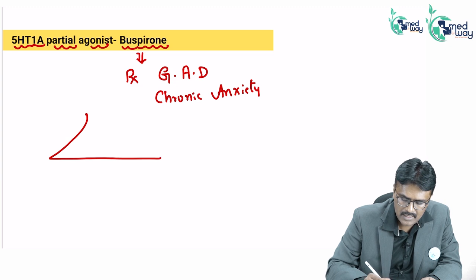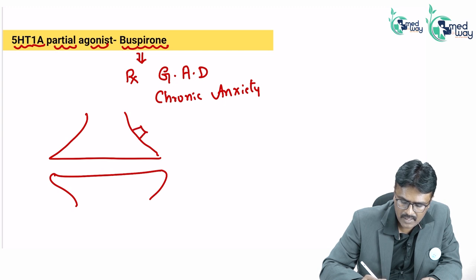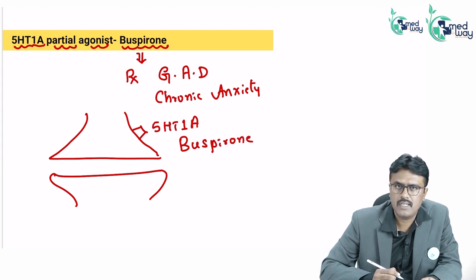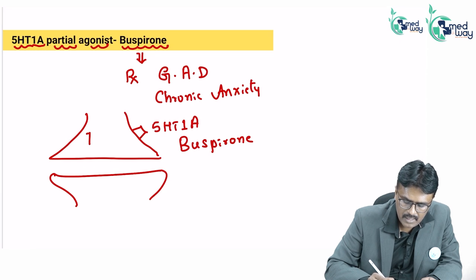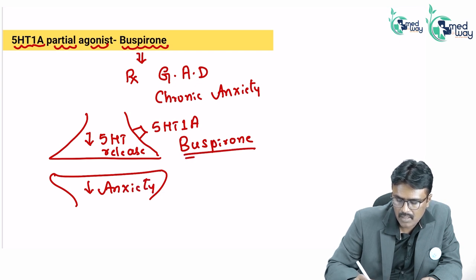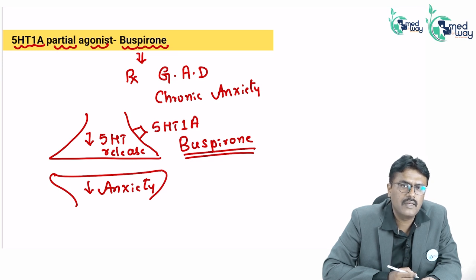The reason is this is a synapse, and 5-HT1A receptors are present here. So these receptors are stimulated by the drug buspirone, and remember they are partial agonist of 5-HT1A receptor. So by stimulating that, they decrease the serotonin release, and if you decrease the serotonin release, there is decrease in anxiety. So this is the mechanism how buspirone decreases the anxiety by reducing the release of serotonin, and it takes time. So that's why they are not useful in acute anxiety.